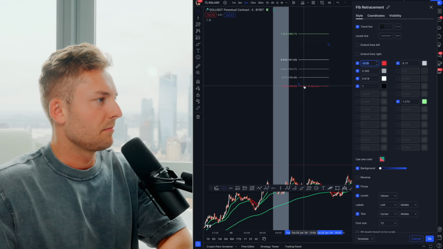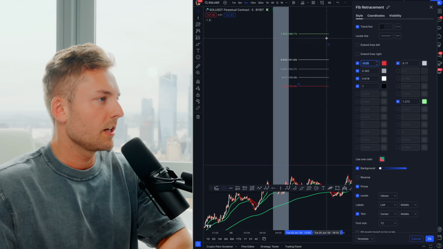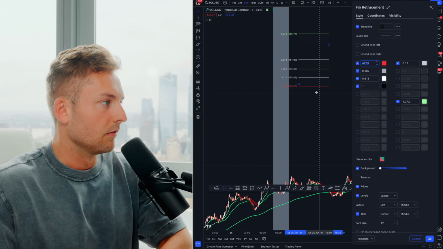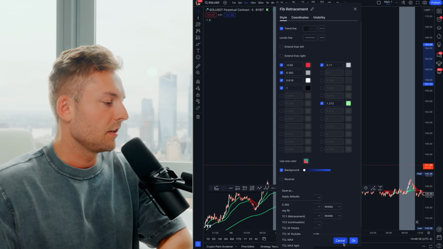All right, so this is our stop loss level. This is our first dip buy level. This is our entry level right here, our take profit in green, and then 0.17 is our second dip buy level. Then you can just hit this wheel, save this as a template, and you'll be good to go moving forward with your trading.